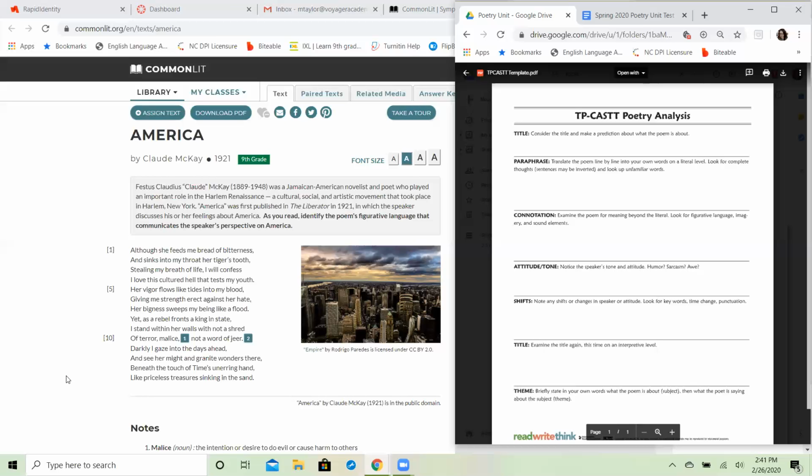Theme for this particular poem, again, we're looking at strength and we're looking at the ideas of what America was thought to be for this immigrant and the realities of their situation. And then last, students should again examine the title, interpretive level: what is America, what is the meaning behind this particular poem?